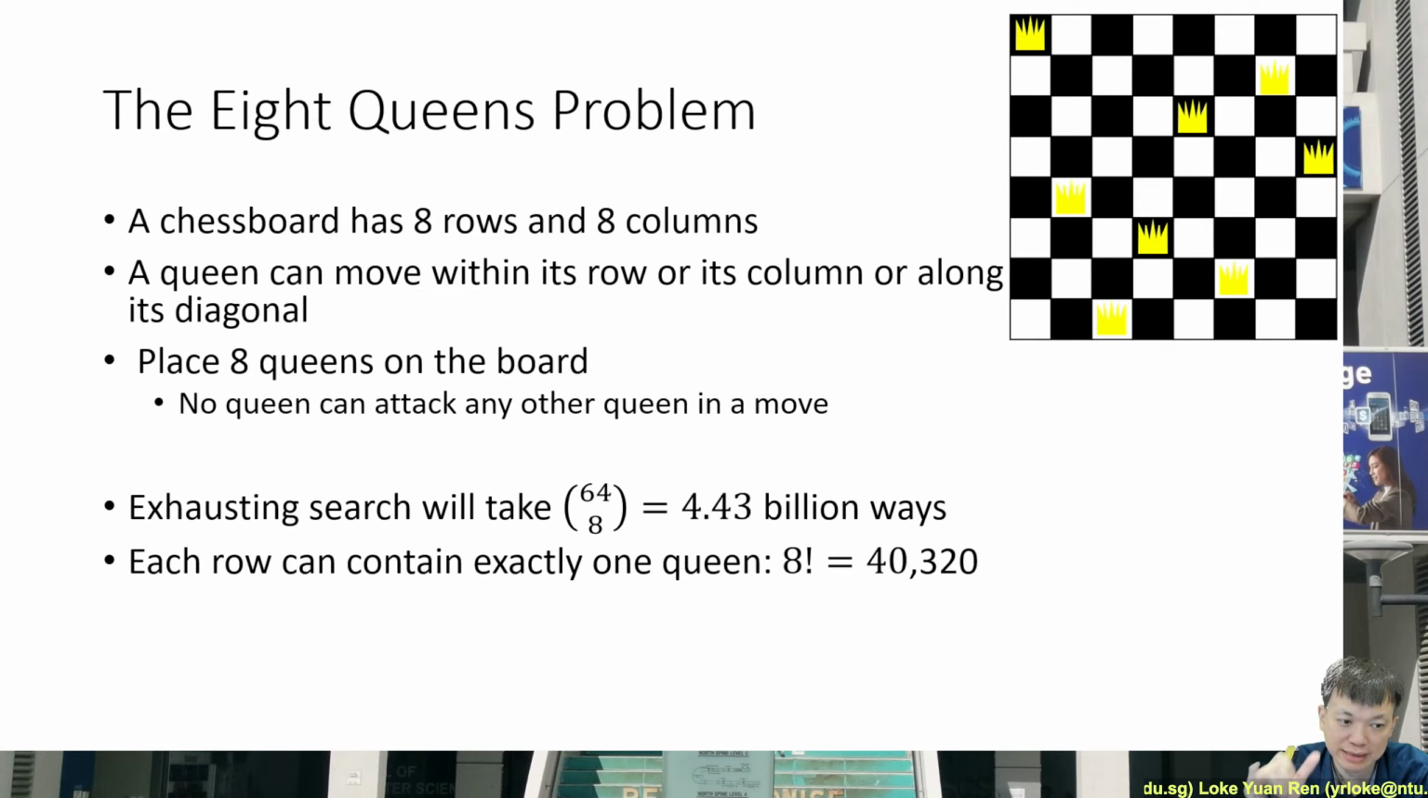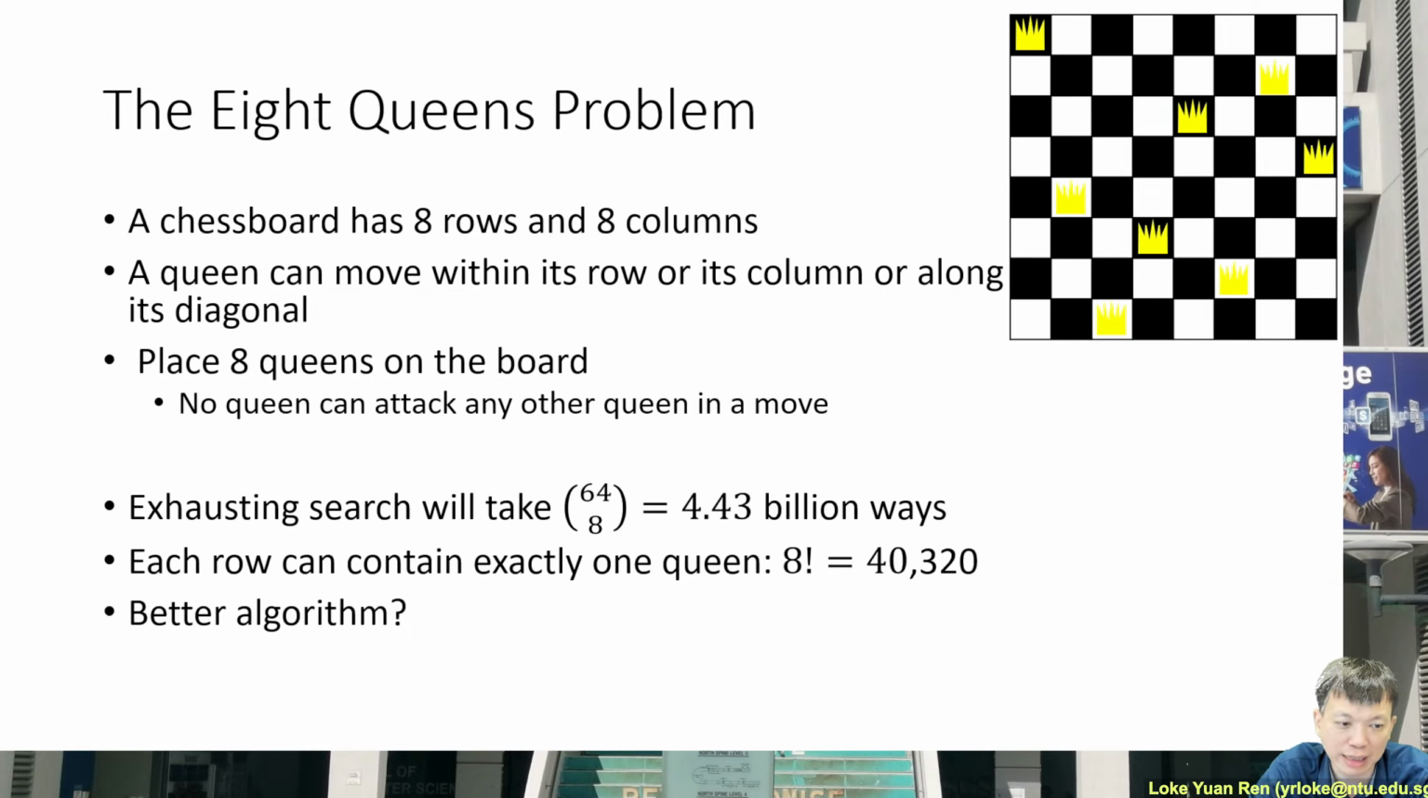Then in the third row I have 8, 7, 6 possible positions, and so on and so forth. So the total number of combinations is 8 factorial, 8 times 7 times 6 and so on. You reduce from 4.43 billion to 40,000. Okay, the improvement is a lot. So that's why a better algorithm can save you a lot of time. It's not that buying the most expensive computer can give you such an improvement. You can see 4.4 billion improved to 40,000.